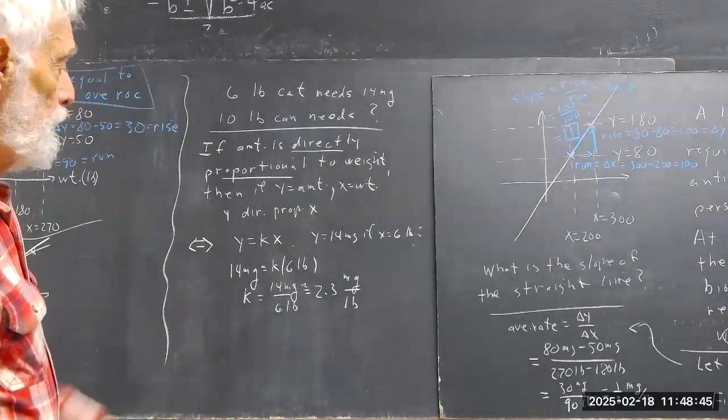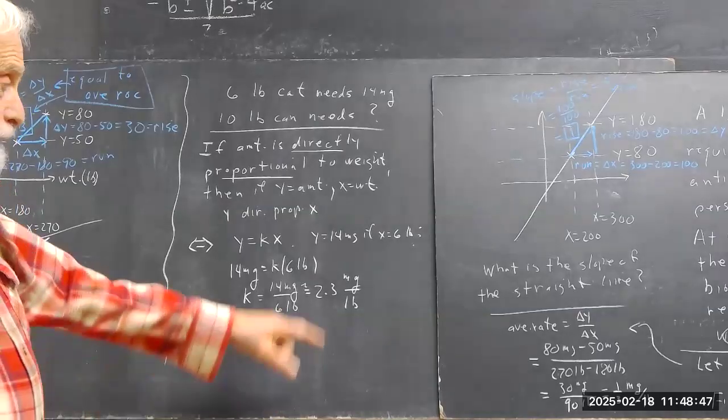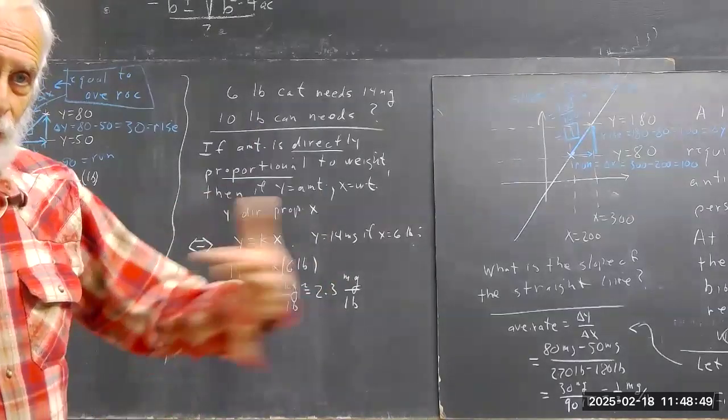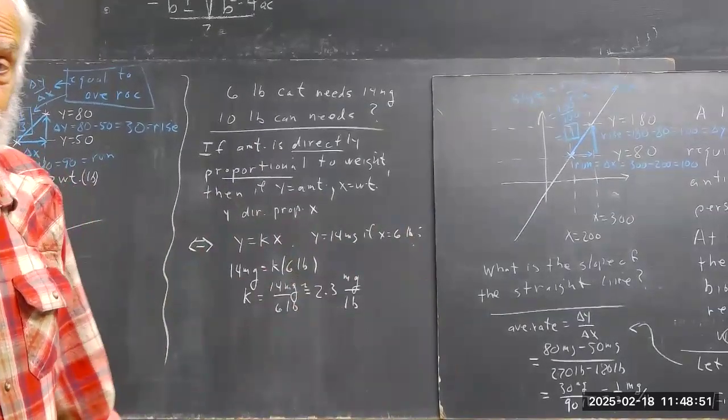Actually, 2 1/3, that's close to 2.3. We say 2.3, if that extra 3 makes a difference.